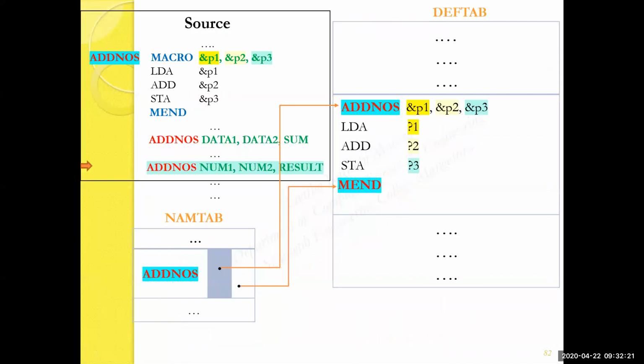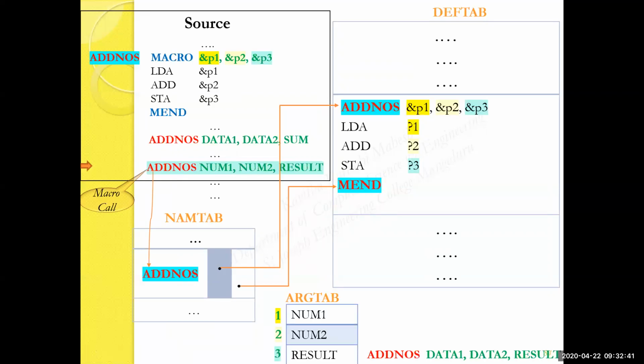Now proceeding ahead, after that we have a set of source language statements, and thereafter we have another macro invocation: add numbers num1, num2 result. So again, we know that this is a macro call because the opcode has a name which is present in the name table. So this indicates a macro call. So argument table has to be set up. So argument table is set up with arguments num1, num2 result in the order of their position.